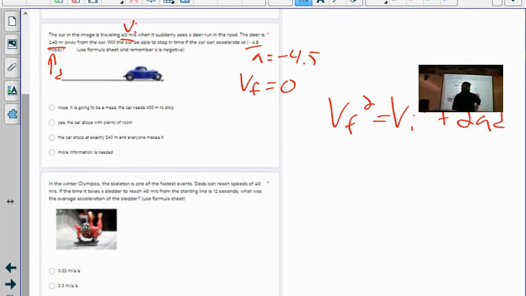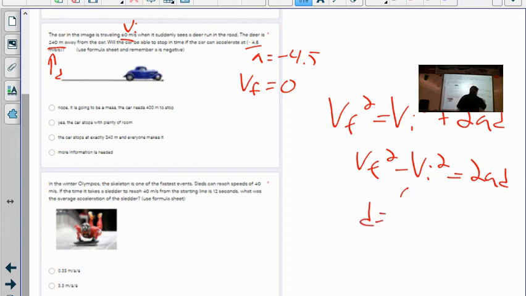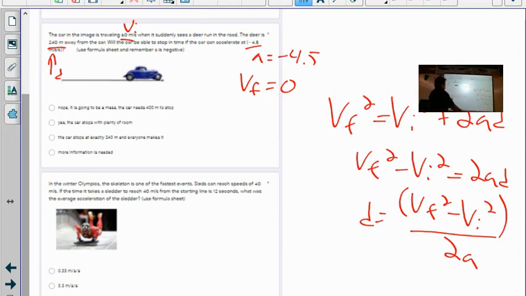Okay, so we're going to subtract out, we're going to have VF squared minus VI squared equals 2AD. And then I can rewrite this so that I have D equals VF squared minus VI squared divided by 2A. My VF is 0. My VI is, I think that says 60. So I'm going to have 60 squared divided by 2 times 4.5.